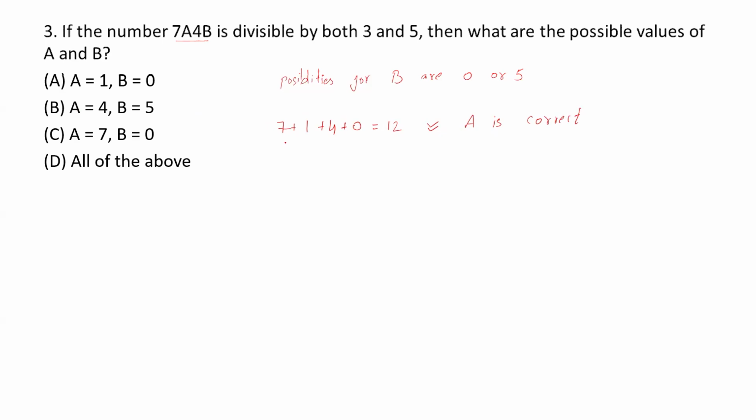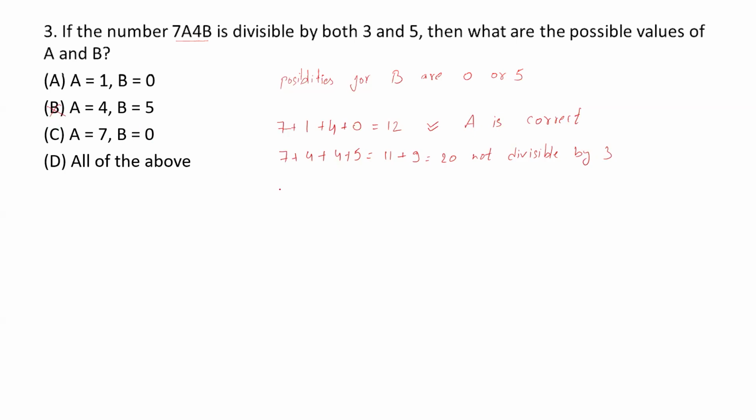Now, let's look at the next one. So, 7 plus A plus 4 plus 5. What is the sum? 7 plus 4 is 11. 4 plus 5 is 9. 11 plus 9 is 20. Okay. Not divisible by 3. So this is not correct.